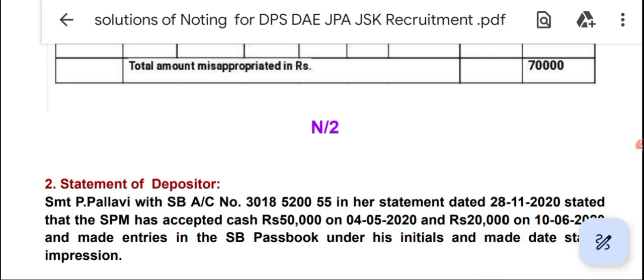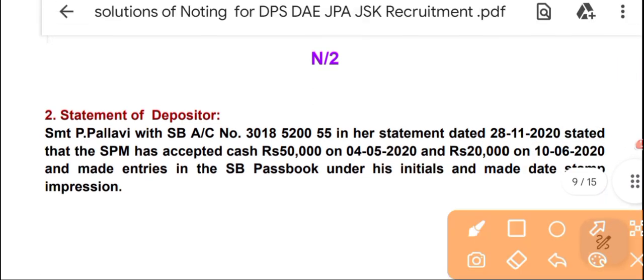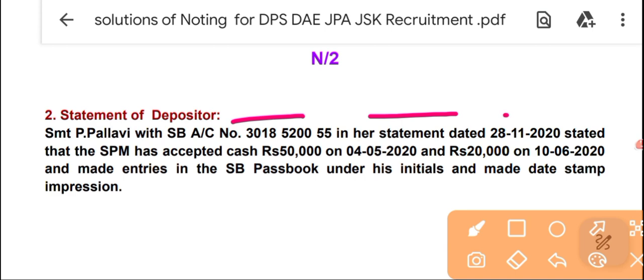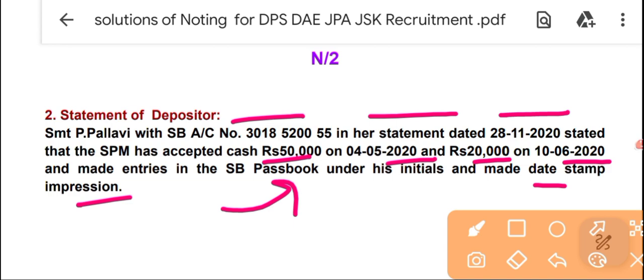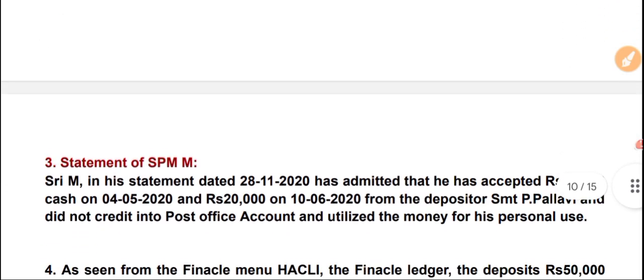Okay, the statement of the depositor. Yes, Pallavi, the account number is in her statement. On this date, the SPM accepted that he received 50,000. On another date, he accepted 20,000. He made an entry in the SPM, with an initial, stamp and impression. Also, he inserted the stamp but did not credit it.